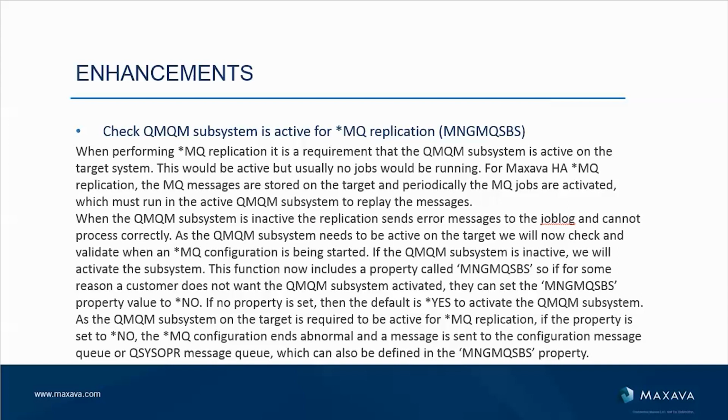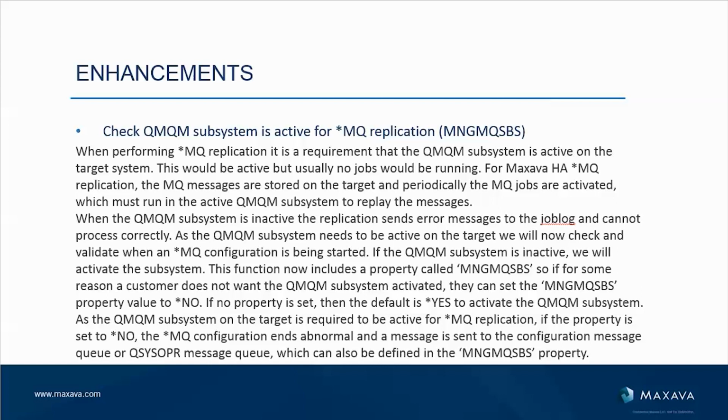Enhancement. Check QM subsystem when activating a *MQ replication. When performing in *MQ replication type, it is a requirement that the QM subsystem is active on the target system. This would be active, but usually no jobs would be running. For the Maxava HA *MQ replication, the MQ messages are stored on the target, and periodically the MQ jobs are activated, which must run in the active QM subsystem to replay the messages.